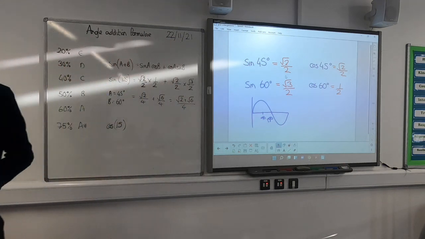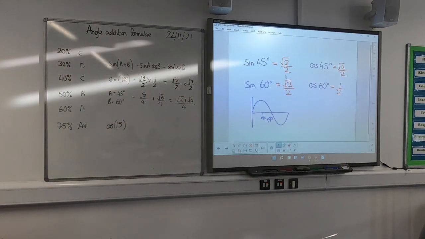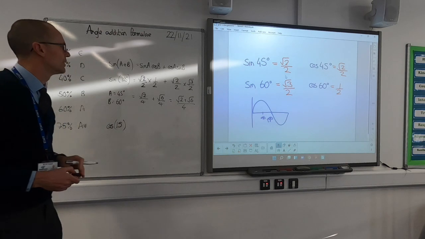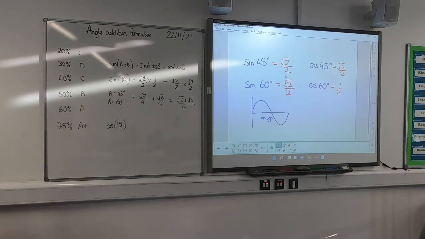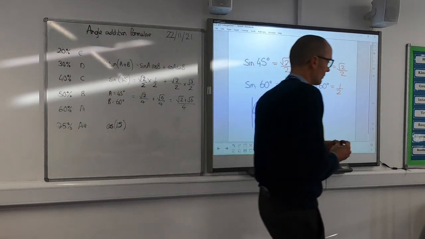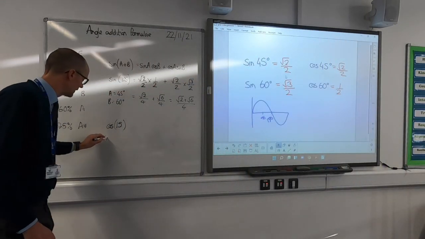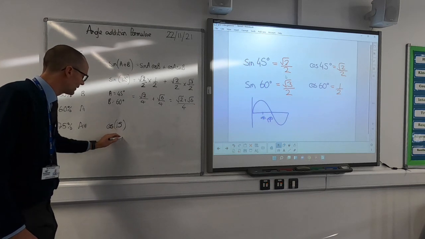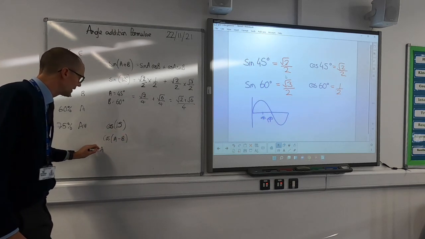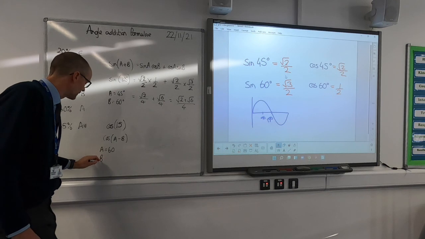So if you type in sine 105 on your calculator, it does tell you it's, I forget which way around it does it, but it's root 2 plus root 6 over 4, which is what we get from the calculation using the formula. And I'm going to do cos 15 using cos A minus B, where A is 60 and B is 45.